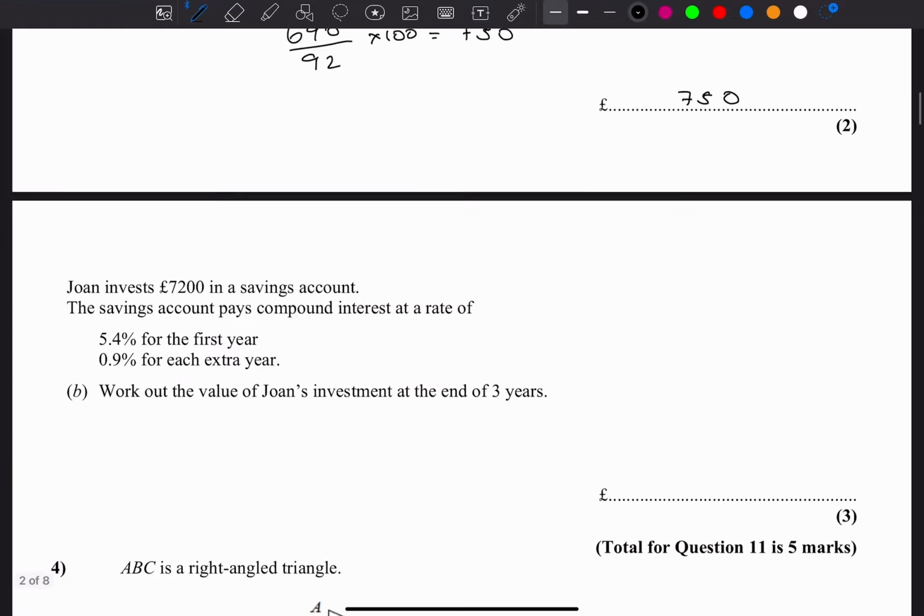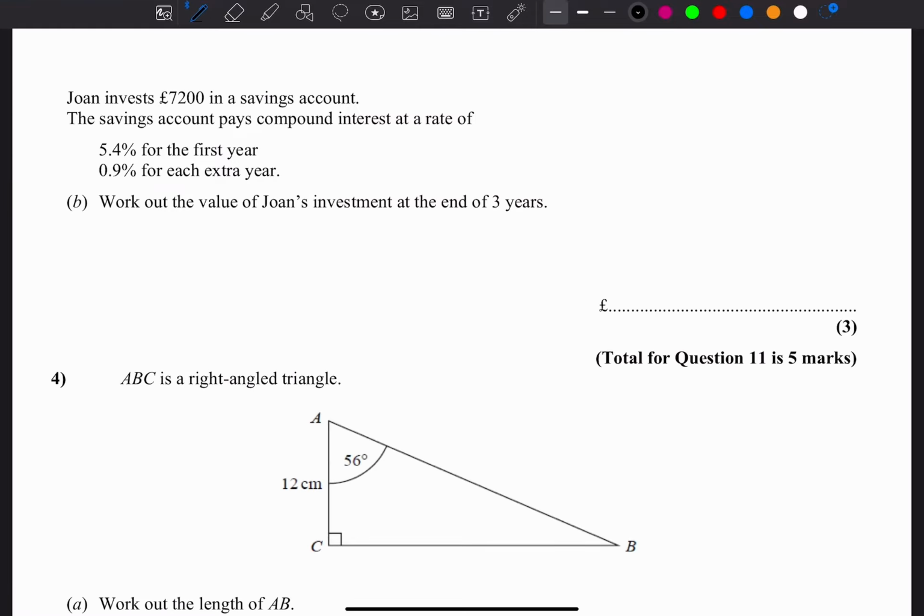Okay, for the normal price. So 7,200 is a deposit. 1 plus 5.4%, which is 0.054, to the power of 1 for the first year. Then 1 plus 0.9%, which is 0.009, to the power of a total of 3 years. 1 year is gone there, so 2 more years. That should give you the answer. 2 decimal places, remember.